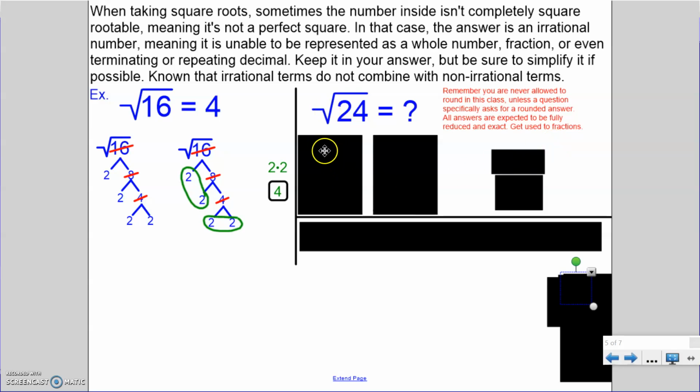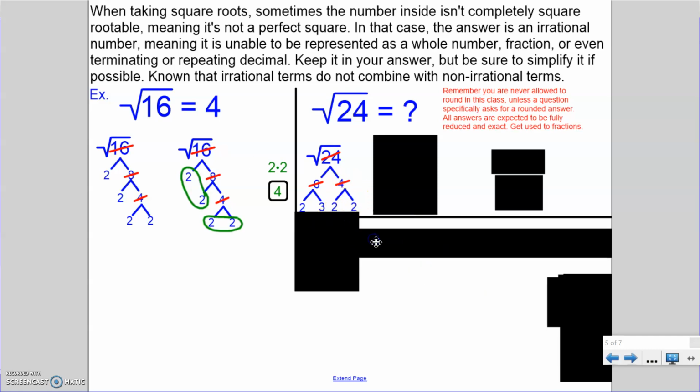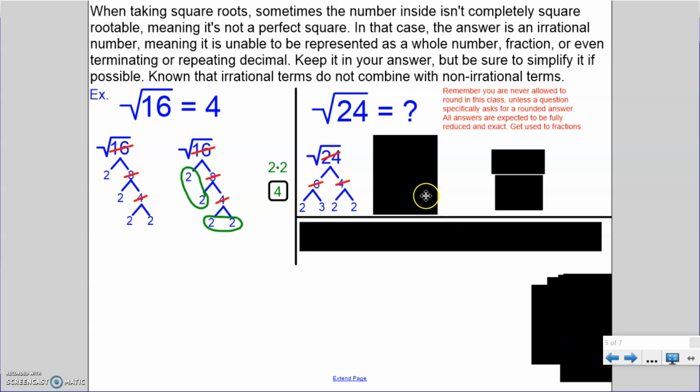So let's try square root of 24. Let's break it down. Square root of 24 turns to say 6 and 4. You can also do 2 and 12 or 3 and 8. It does not matter as long as you get 2 correct numbers that multiply to 24. The 24 is crossed out. 6 breaks down into 2 and 3. They're both prime, but 6 is gone. 4 breaks down to 2 and 2, and that's gone. And those are all prime numbers. Alright, so now I find the pairs.